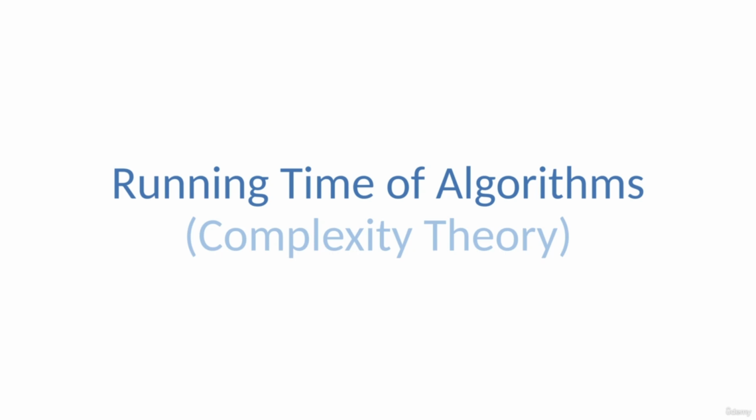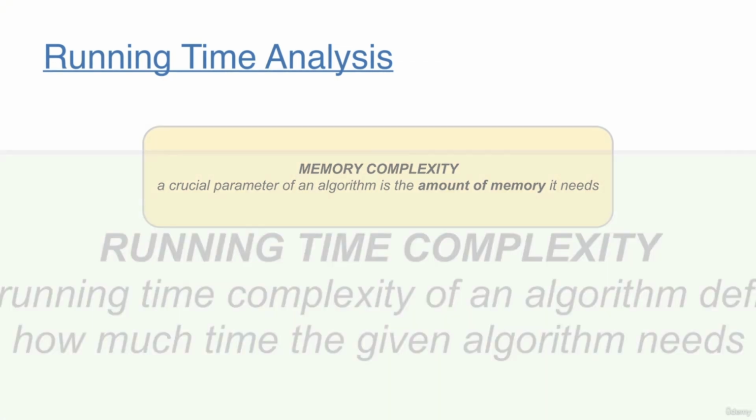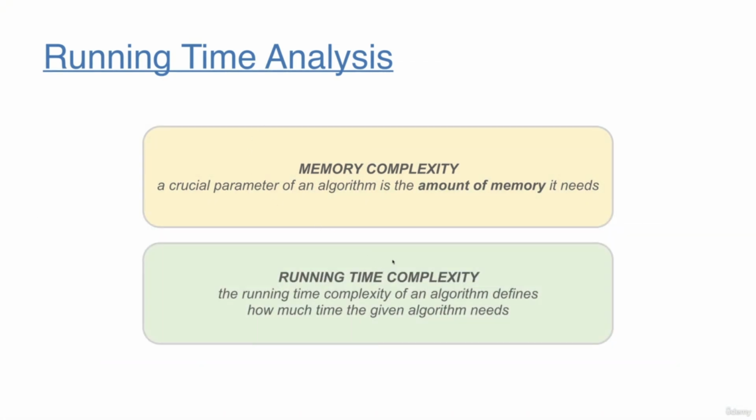In this lecture and in the coming lectures, we are going to talk about the running times of algorithms. So first of all, there are two crucial parameters of algorithms. First of all, memory complexity, which is the amount of memory the given algorithm needs. And because memory is quite cheap, this is why memory complexity is not that crucial. So this is why we have to talk about the running time complexity of an algorithm. The running time complexity of an algorithm defines how much time the given algorithm needs.